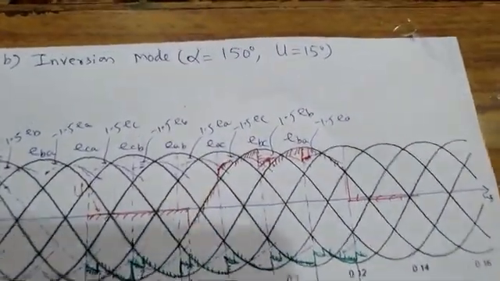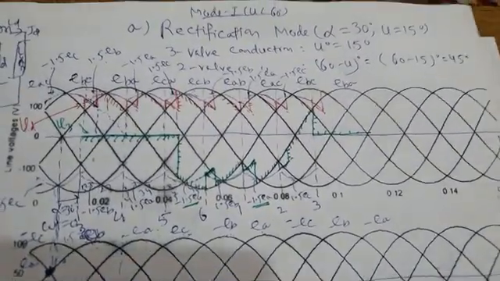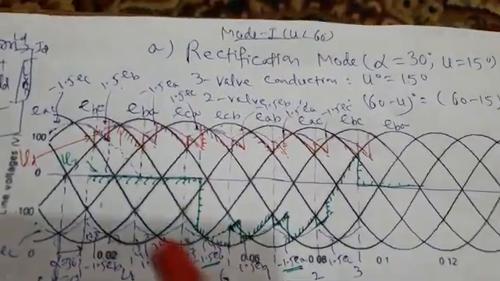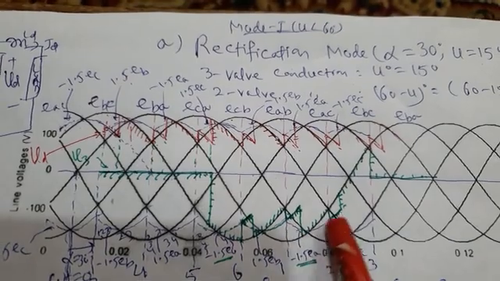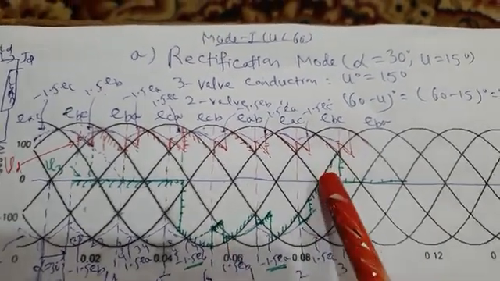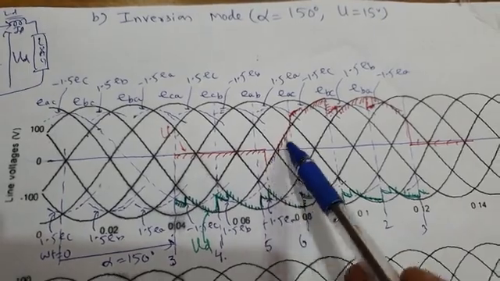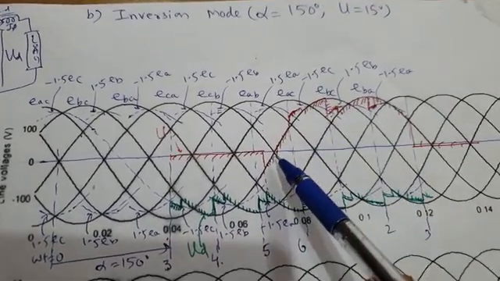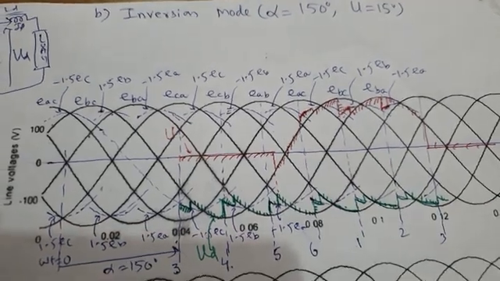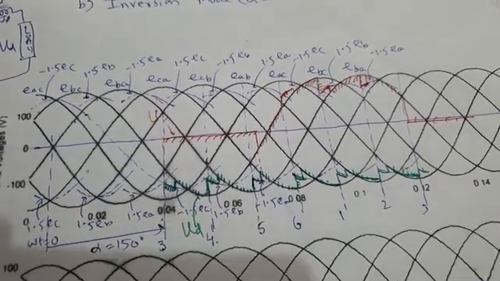One very important thing you should remember from here, that for rectification mode of operation, your value voltage for most of the time is negative, and for very small time it is positive. But for inversion mode of operation, your value voltage for most of the time is positive, and it is negative only for a small period. So this is one of the features of phase controlled converters.